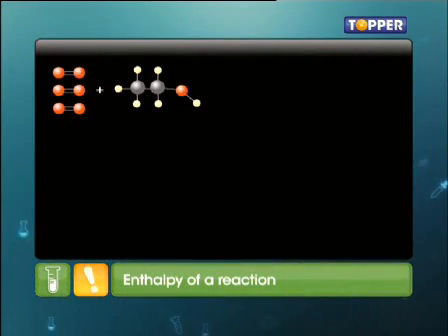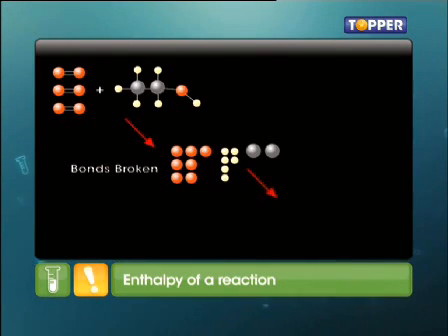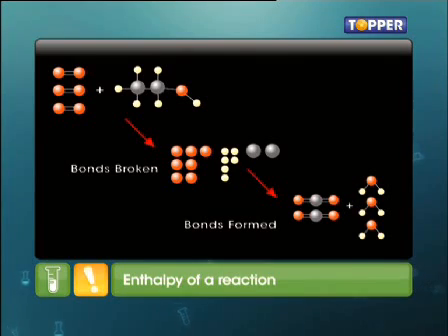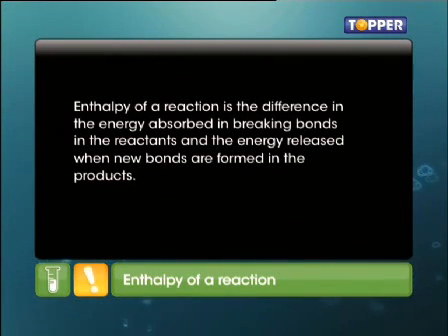We have dealt with the energy required to break or form a bond. But when do bonds break? Any guesses? Well, chemical bonds break during chemical reactions. In fact, in chemical reactions, chemical bonds are broken in the reactants and new chemical bonds are formed in the products. So the enthalpy of a reaction will be the difference between the energy absorbed in breaking bonds in the reactants and the energy released when new bonds are formed in the product.